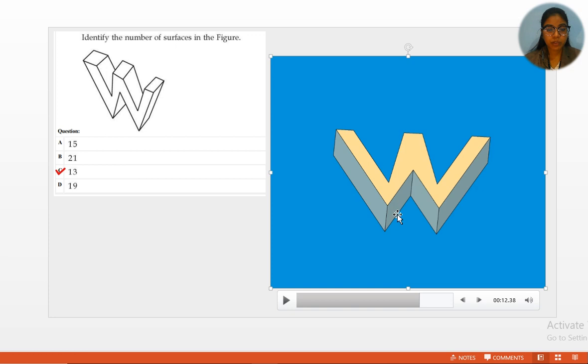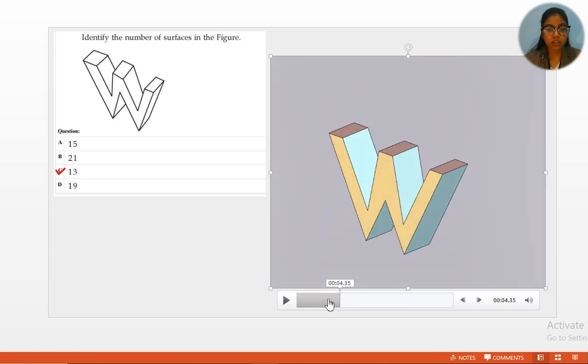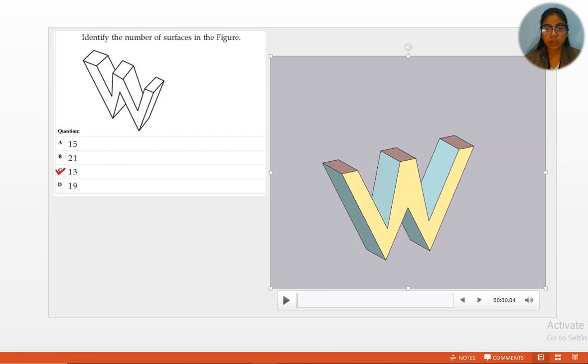As you can see in the bottom also, these all are your slant parts, which came to a total of 8 surfaces. So in this manner you can count the total number of surfaces in any given question.